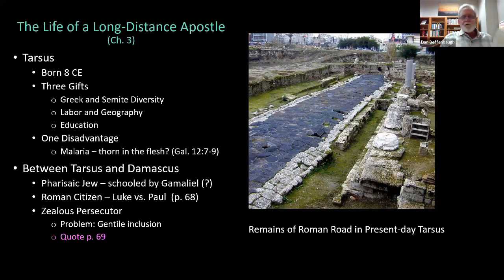But they summarize Paul's concern and his zeal in this way on page 69. That's the second full paragraph. What was so wrong with Christian Judaism, or at least the part that concerned Paul, that made him launch a lethal persecution against it? We can only conjecture, but here is our best reconstruction.